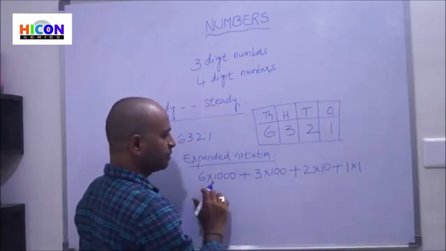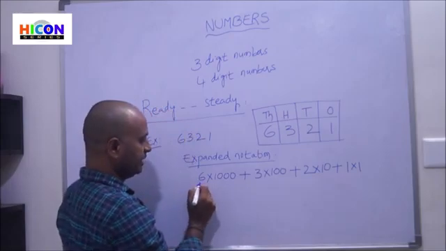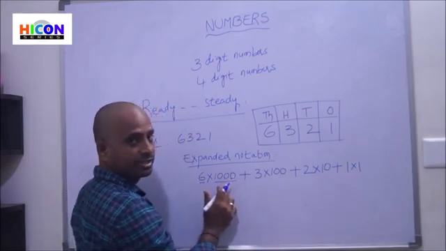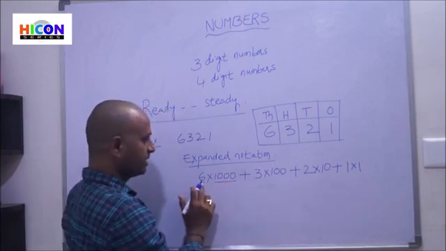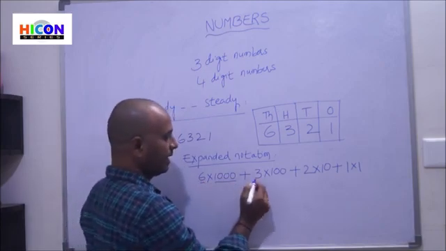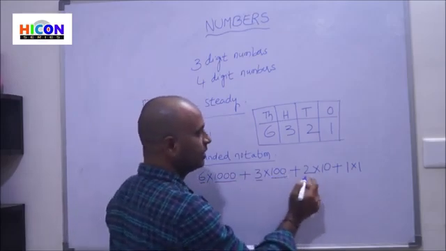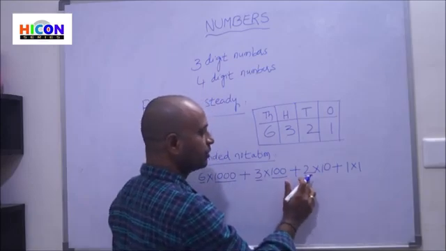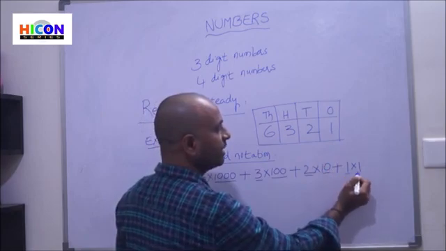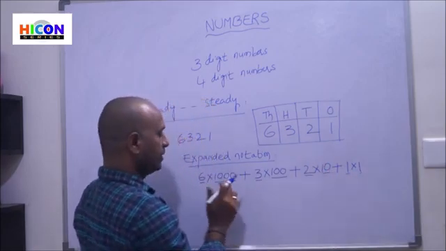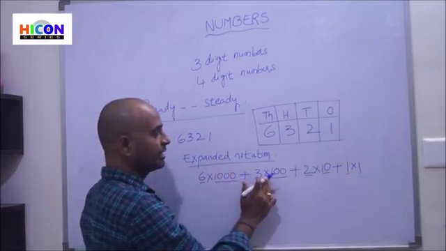This notation is called expanded notation, where each digit is multiplied with its place value. The 6 is in the thousands place, so 6 is multiplied with 1000. The 3 is in the hundreds place, so 3 is multiplied with 100. The 2 is in the tens place, so 2 is multiplied with 10. And 1 is in the ones place, so 1 is multiplied with 1. Each digit is multiplied with its place, and we put the symbol plus.